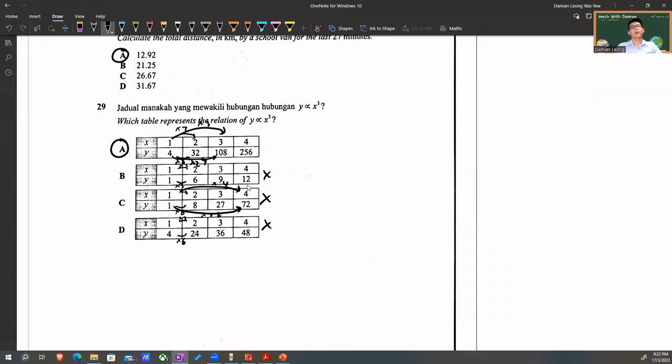Or I can also look at x cube. I just cube all the x values, means 1, 8, 27, and 64. Then I see the ratio, whether it's the same or not. If all the ratio between these 4 values and the 4 values is the same, then it's correct.